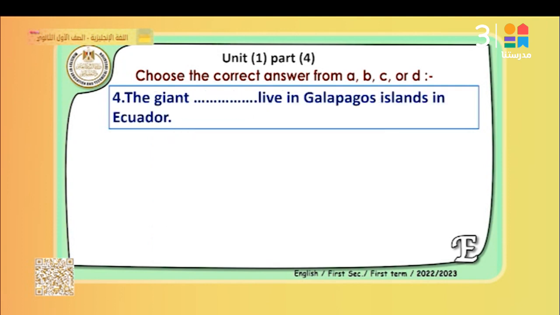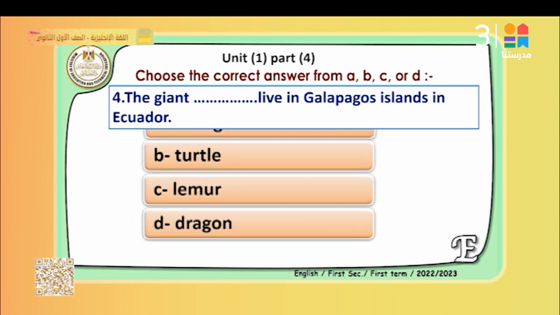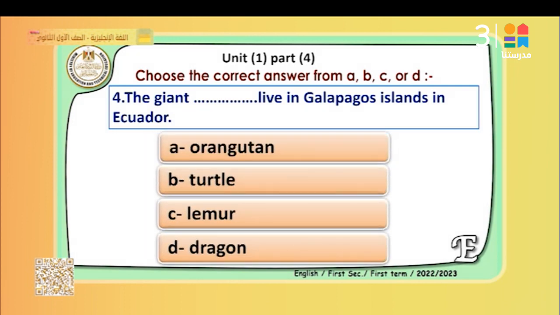The giant live in the Galapagos Islands. What kind of animal live in the Galapagos Islands? Do you remember the giant what? Giant means very big. The giant orangutan, turtle, lemur, dragon. These animals are all in Unit 1. But the giant what? Yes, it's the giant turtle.